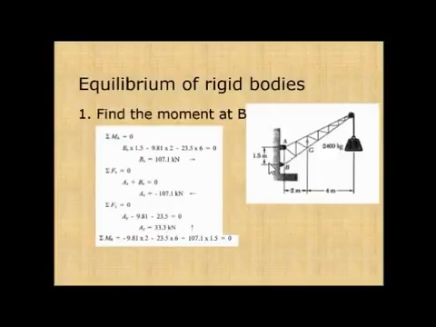Now our main aim was to find the moment at point B. Again we write the equation for the summation of all the moments at point B, we put in all the values, and we get it as 0. So this shows that the moment at point A and point B is 0, and hence it is an equilibrium system, or equilibrium of a rigid body.